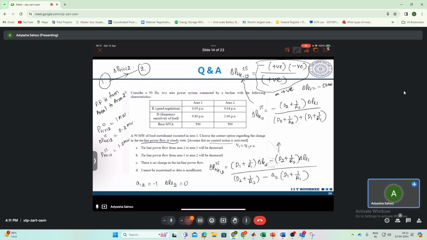Now see option B, tie line power flow from area 1 to area 2 will be decreased. That is wrong, right? Because here delta P tie 12 is positive, so your P tie 12 will increase and P tie 21 will decrease. Option: there is no change in tie line power flow. No, this is wrong, there will be a change in power flow. Cannot be ascertained.